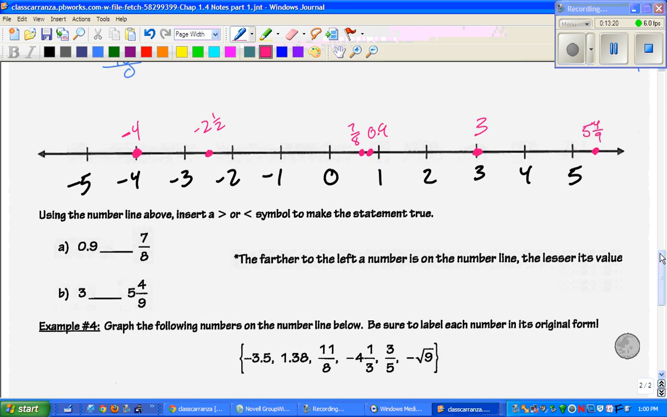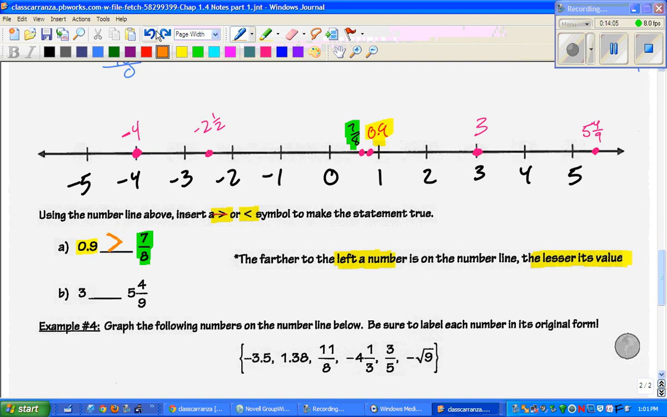Now, using that number line, we're going to insert our symbols to make a true statement. Okay? And the farther to the left a number is on the number line, it is smaller. So 0.9 and 7/8. Let's actually take a look. So here's 7/8 and 0.9. Since 7/8 is to the left, that means that number is smaller. And remember that our symbol, the Pac-Man, always wants to eat the bigger number.